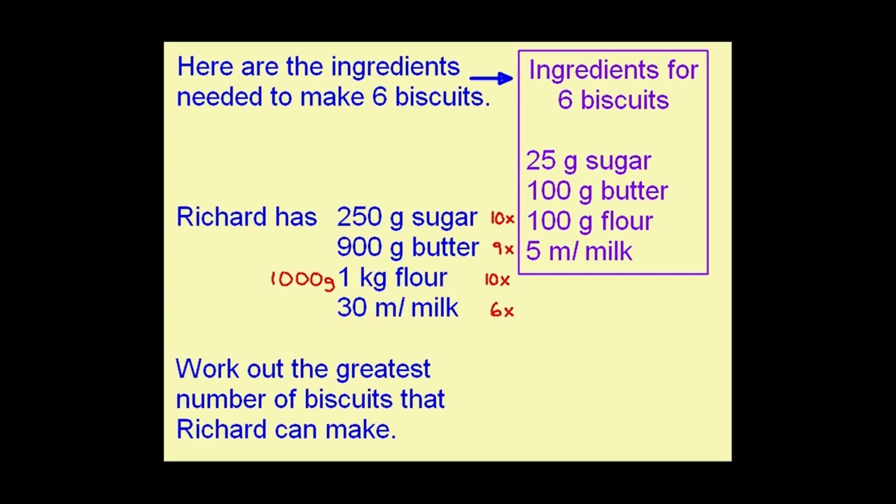Now obviously, we need to decide which of these ingredients is going to run out first, and it's going to be the milk, because Richard can only make the recipe 6 times before he runs out of milk. If he makes the recipe 6 times, he's going to make 6 lots of 6 biscuits. So the amount of biscuits he can make is 36. Once he's made 36, he's run out of milk, so he can't make any more. So the answer to the question is that Richard can make 36 biscuits.